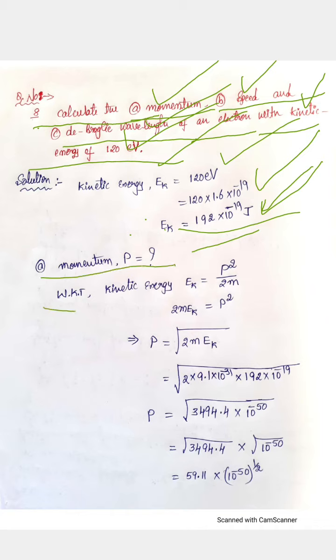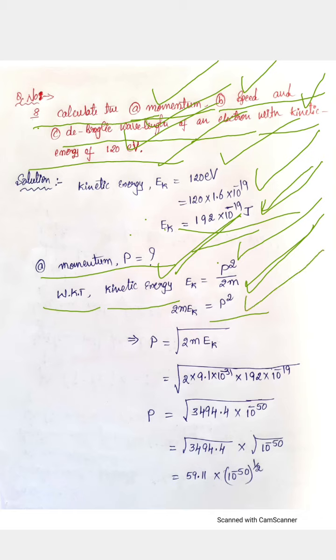Momentum. We know that the basic equation for the kinetic energy is kinetic energy is equal to p square by 2m. P is momentum, m is the mass of the particle, and K is kinetic energy. From this, just make the expression for the momentum, that is for p. Here p square is there. If you take this 2m to the LHS, what will it be? 2m into Ek.